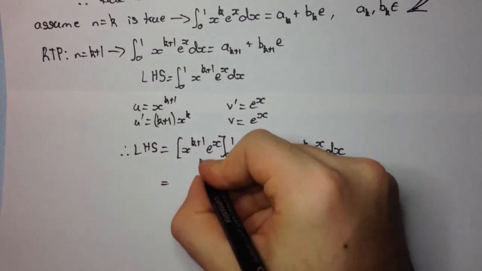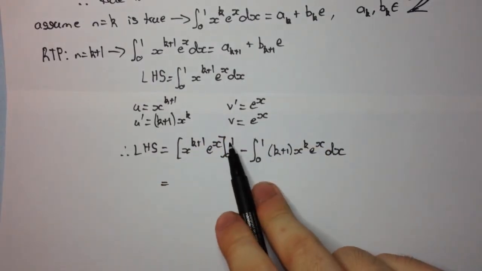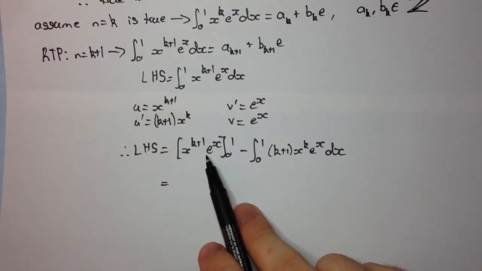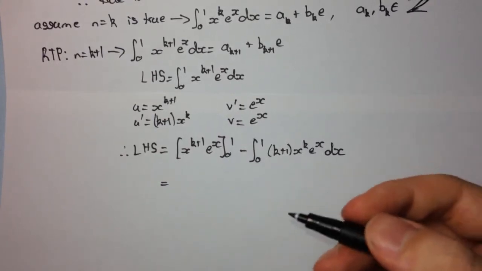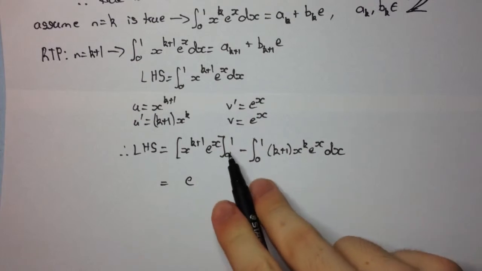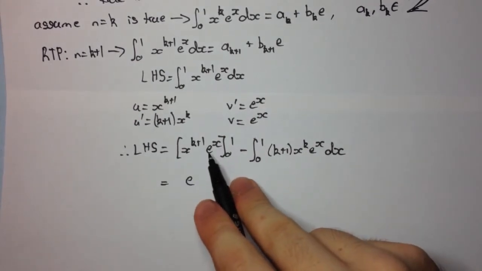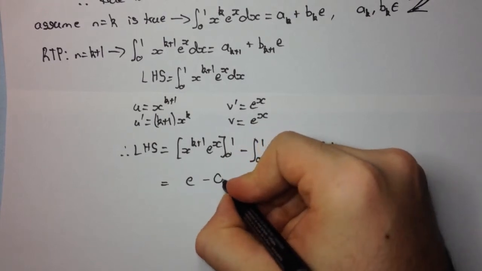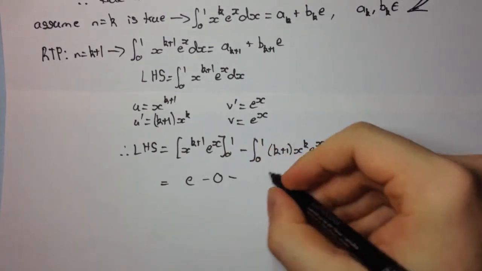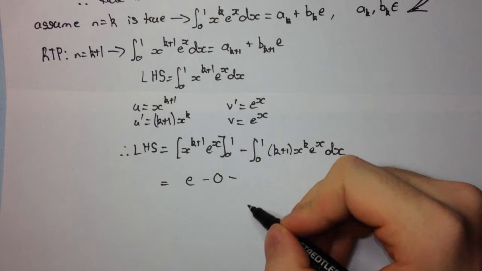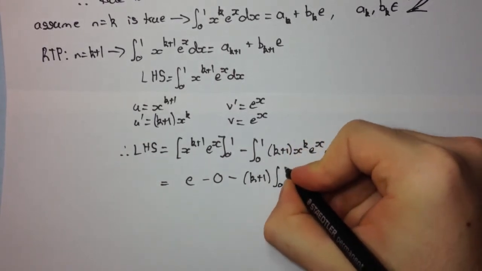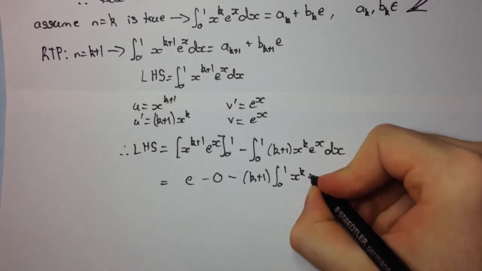Alright, let's evaluate this bit here. When we substitute 1 in, we're going to get 1 to the k plus 1, which is 1, times e to the power 1, which is e. So 1 times e is e, and here we're going to get 0 times 1, which is 0. So e minus 0. Now k plus 1 is a constant, so I can take it outside the integral. And this is what I get.